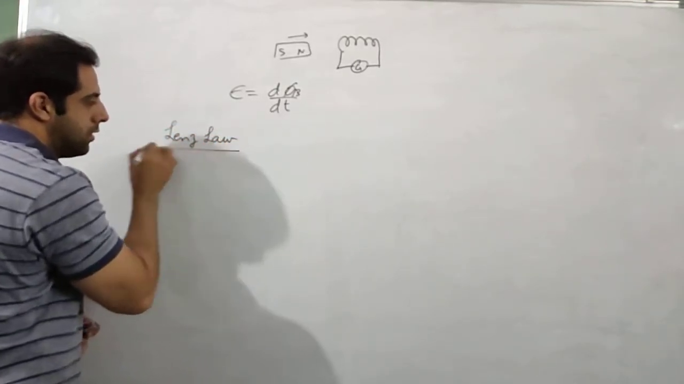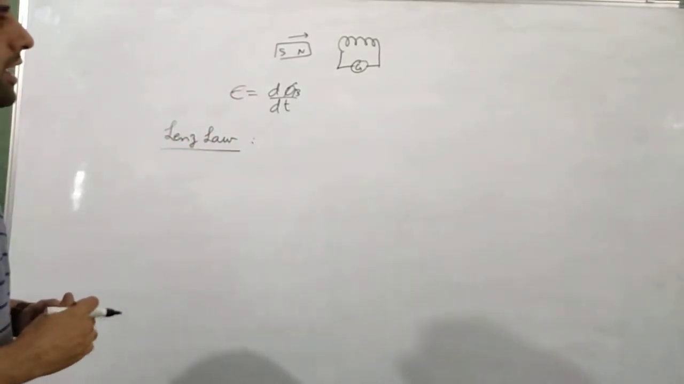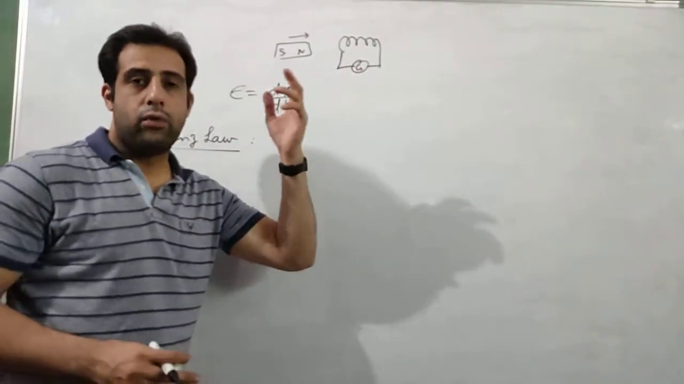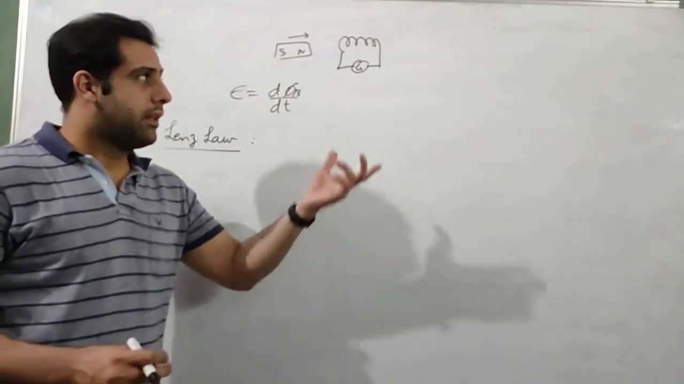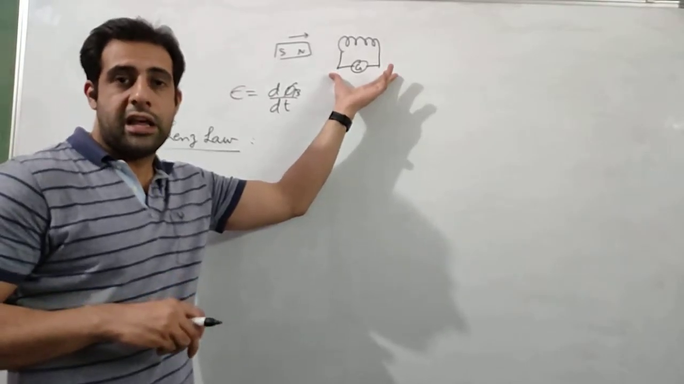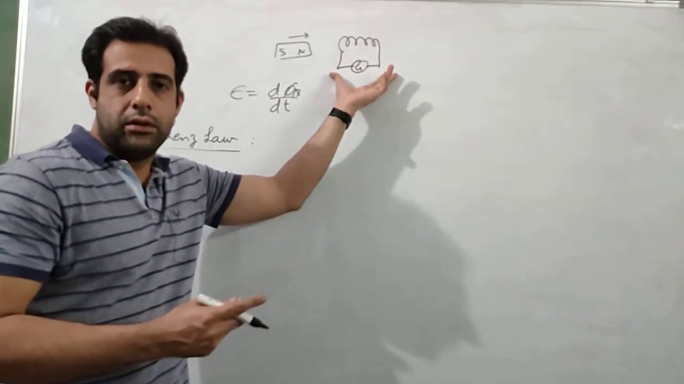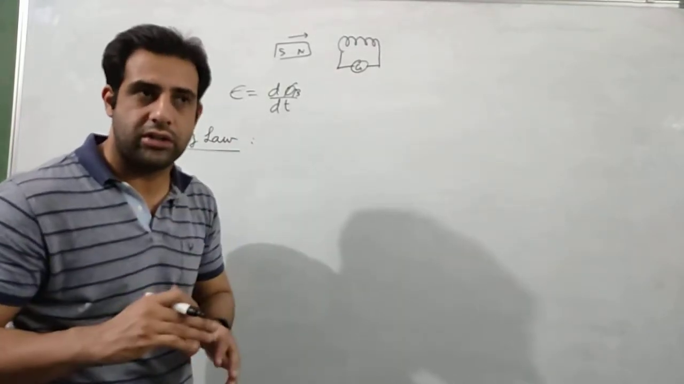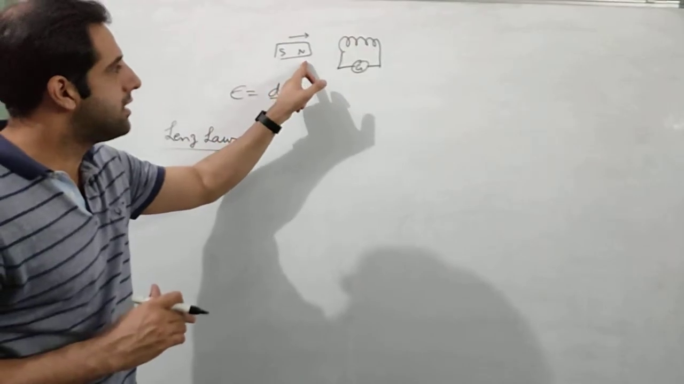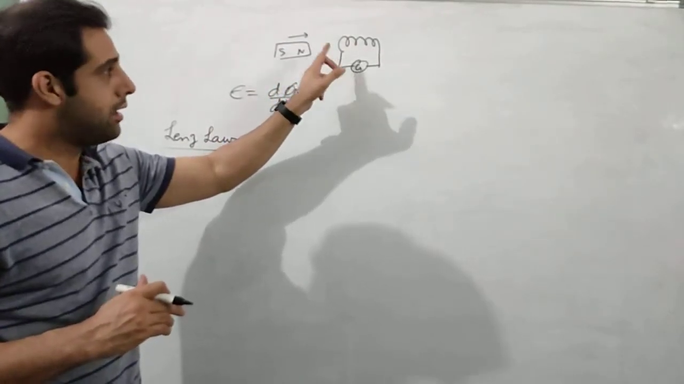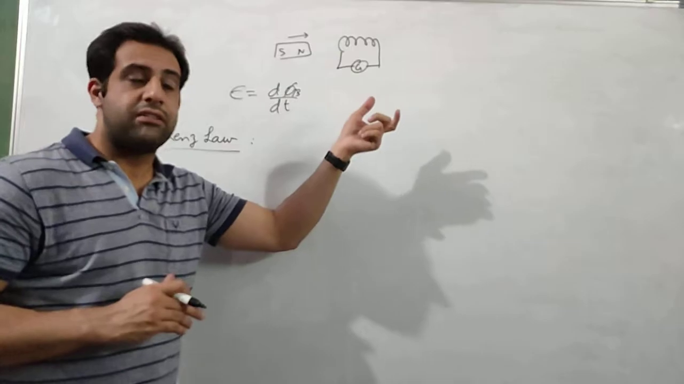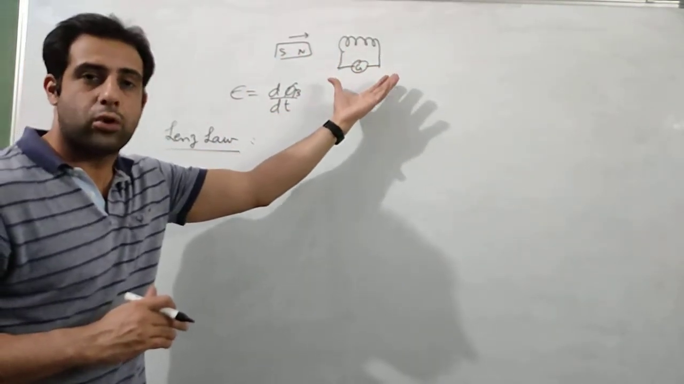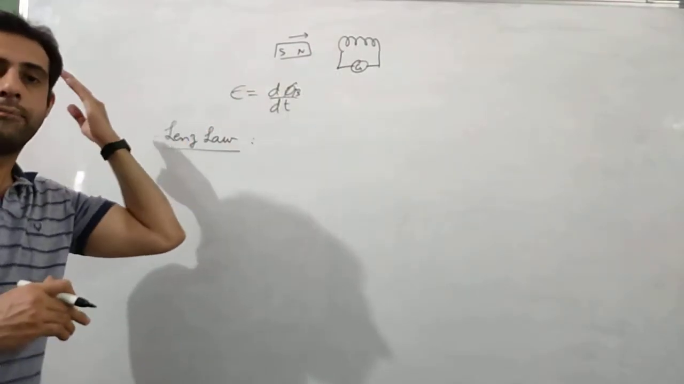Lenz's law. This law states that whenever a current or EMF is induced in a coil, it will be induced in such a direction that the induced current and EMF will oppose the reason because of which they are generated. They will oppose the reason of their own generation. A current is induced because the magnet is moving towards the coil. The current will be induced in such a way that it will oppose the motion of the magnet towards the coil. That means the coil will try to push the magnet away.